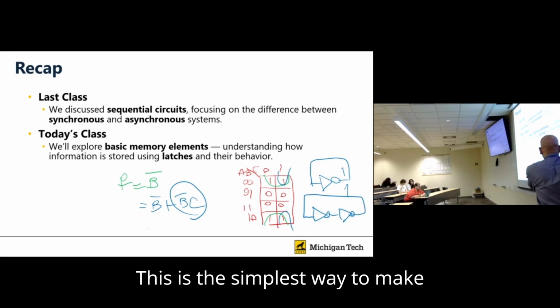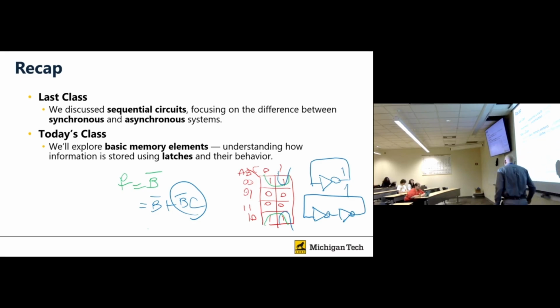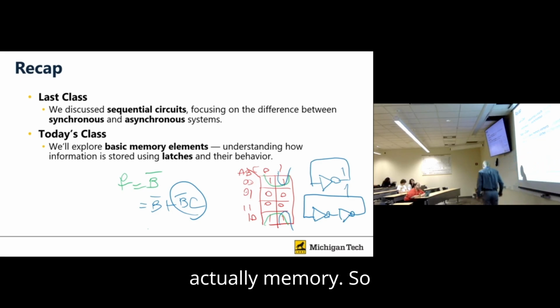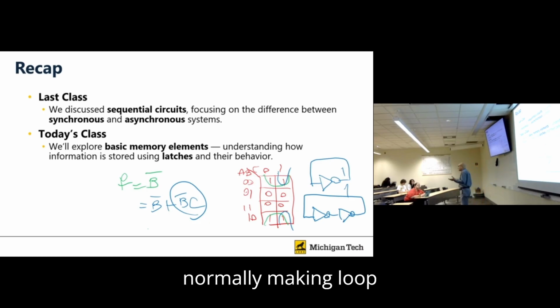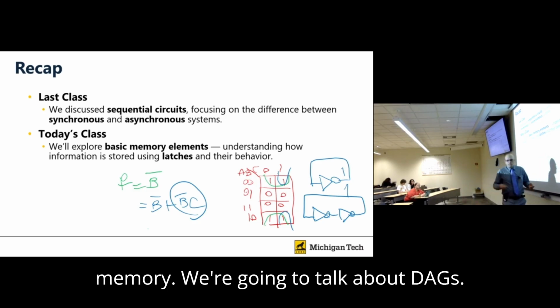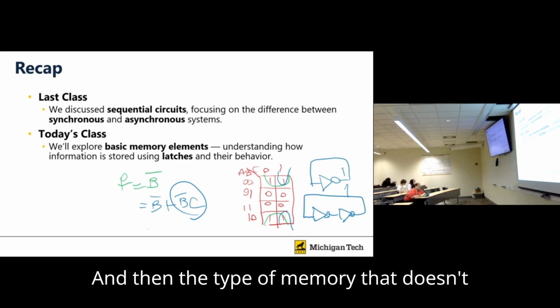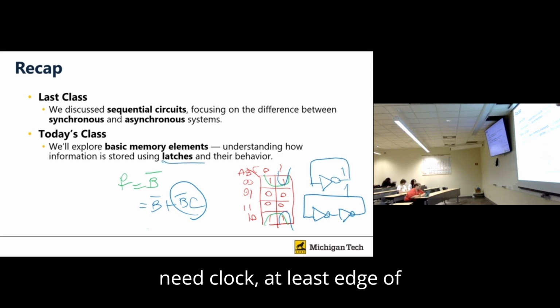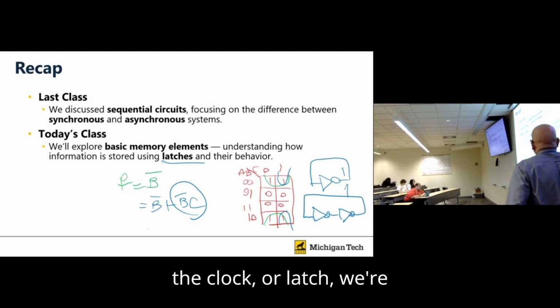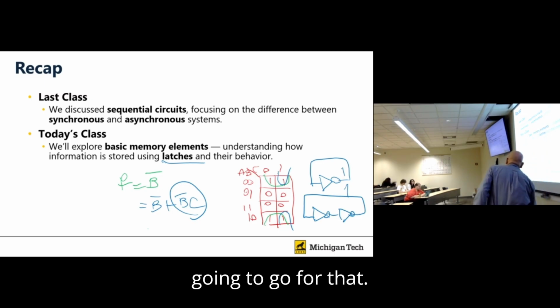This is the simplest way to make actually memory. So normally making a loop in the system makes memory. We're going to talk about that, and then the type of memory that doesn't need clock, at least edge of the clock, or latch. We're going to go for that.